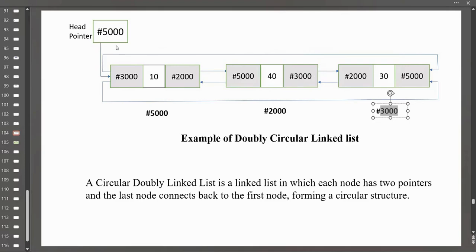Okay, the head pointer will be there, right? So this is the doubly circular linked list. In this, each node has two pointers, right? And the last node is connected back to the first node, forming a circular structure. So the last node is connected here actually. So this should be here, right?